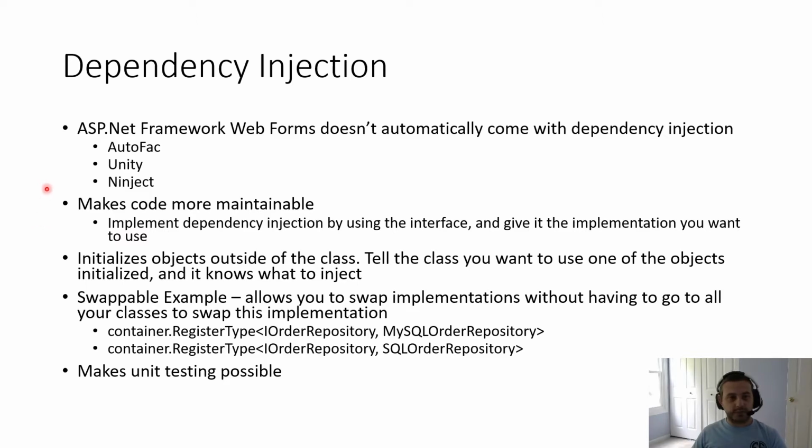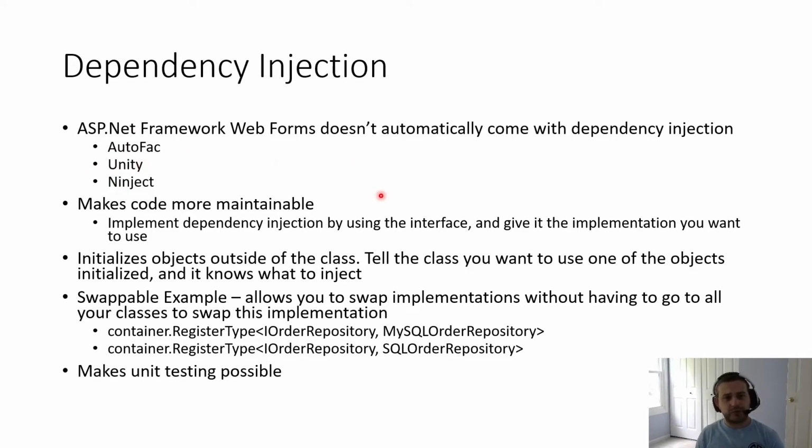So let's get started. ASP.NET Framework Web Forms specifically doesn't automatically come with dependency injection. So you have to download a NuGet package to bring it in. Some NuGet packages that are available are AutoFac, Unity, and Ninject. I prefer Unity because it's just a simpler package to use, but you guys can use whichever one you want. Just make sure to do your research on the differences between them.